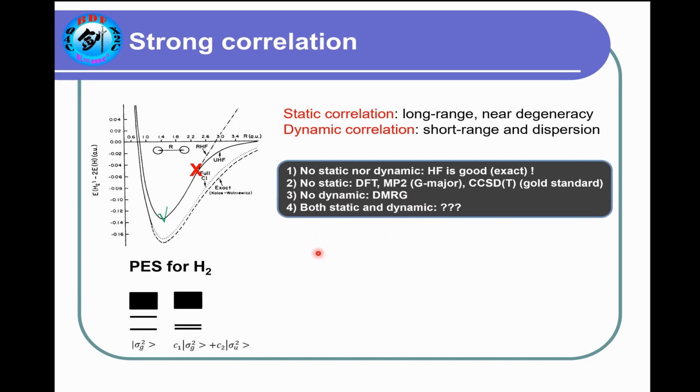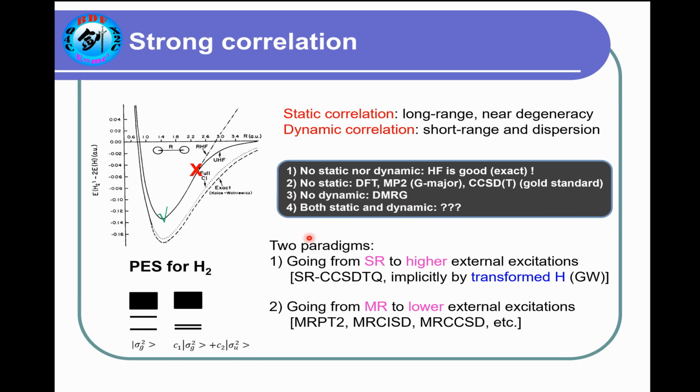However, in our daily life, the chemical systems have both static and dynamic correlations. And for this case, we also have 2 paradigms. The first is the single reference method. I mean, no matter whether you have a near degeneracy or not, you can always start from a single reference and then go to higher level excitations. Then eventually you can reproduce fully exact results. The second family of methods, of course, starts with multiple references, and then you can do lower level excitations.